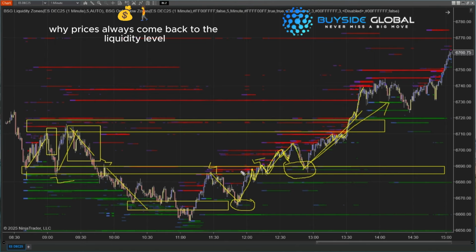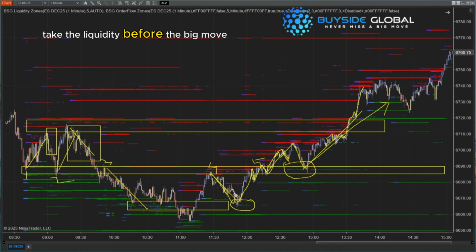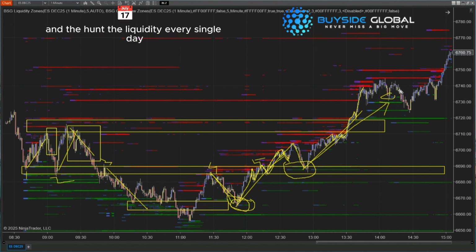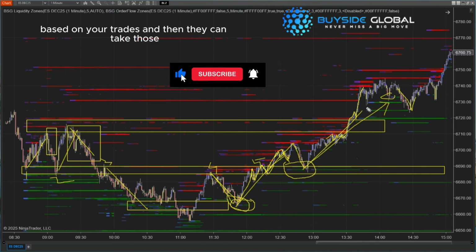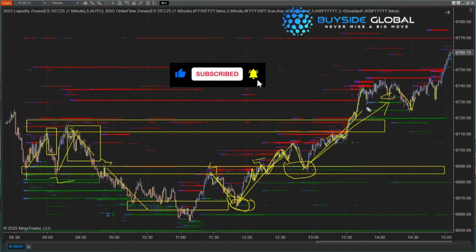Why? Prices always come back to the liquidity level. Take the liquidity before the big move. Always. Even look at these ones. Every time the market is creating this liquidity and hunting liquidity. Every single day, the way the market makers move price action, they engineer the price action so that they manipulate you into the wrong direction or the wrong level. That's when they can create the liquidity based on your trades, and then they can take those orders to reach the next level. Hope it helps.